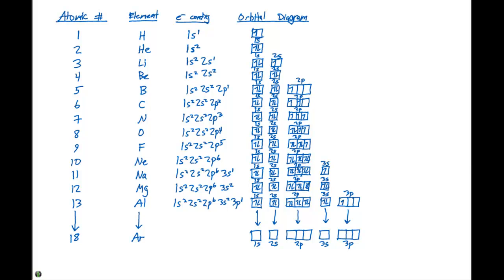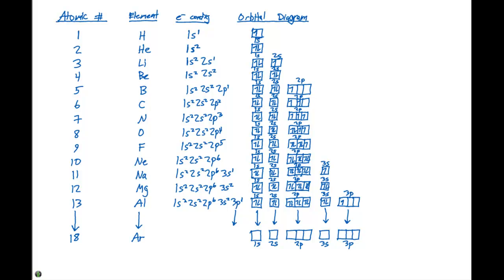And as you can see, when I'm filling in these orbital diagrams, we're going to start to see a trend. Okay? And that trend is that when I go from aluminum to silicon to phosphorus to sulfur to chlorine, we're just going to add 1 more electron here in the p block.